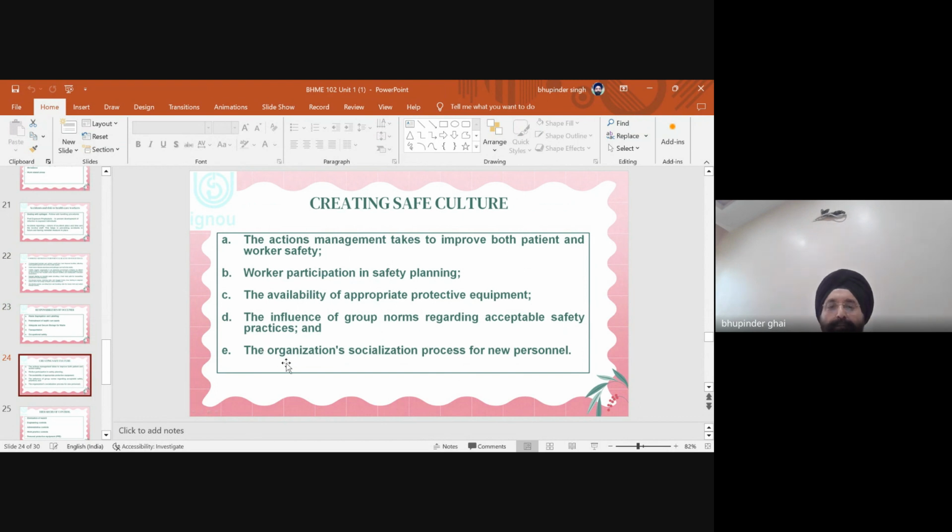The organization's socialization process for new personnel. That means if a new person is engaged at the workplace, there should be proper socialization so that he will be at ease with his co-workers, and he will also learn from the co-workers about the different safety procedures.